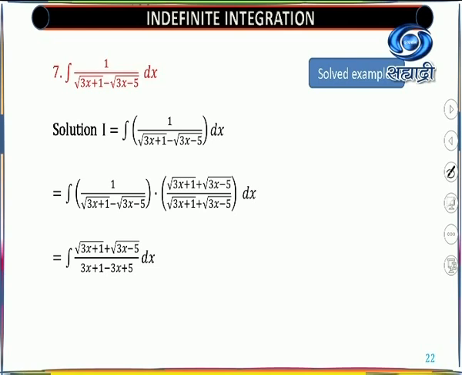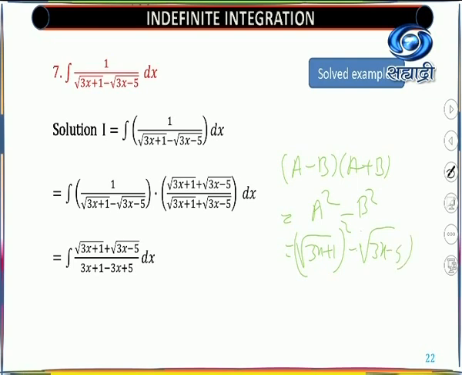So what will you get in the denominator? The denominator says that (a minus b)(a plus b) is equal to a square minus b square. So what is the value of a square? Look here, root of 3x plus 1 bracket square minus root of 3x minus 5 square. The root sign will get cancelled, so you are left with 3x plus 1 minus (3x minus 5).